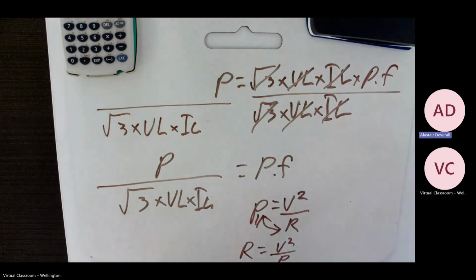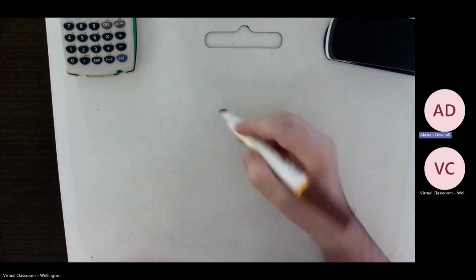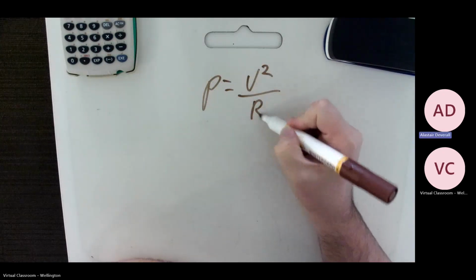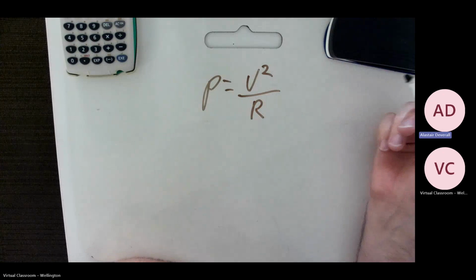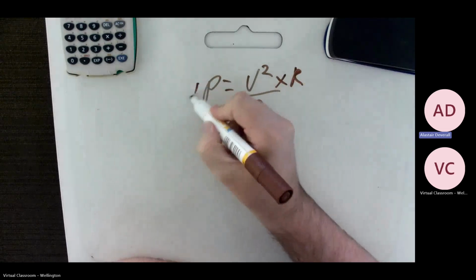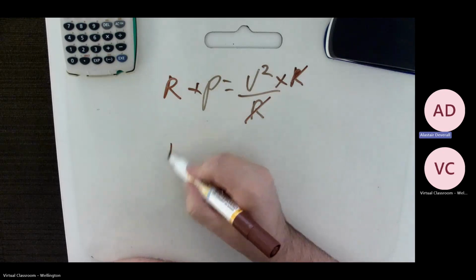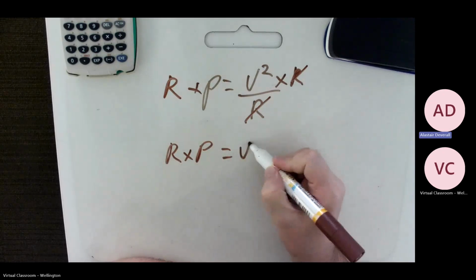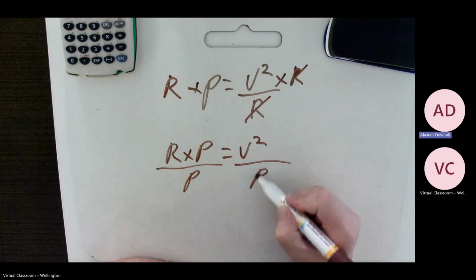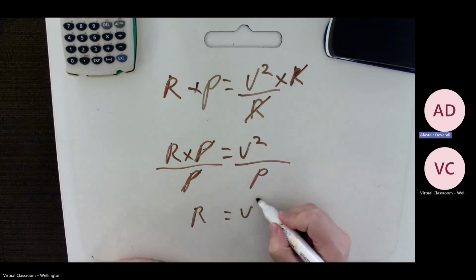If you want to see how we get that, let's go through it in full detail. So we've got P equals V squared over R. We want to rearrange this so it's R equals. So the first thing we're going to do is multiply both sides by R, and that way the R's cancel out on the right hand side. So we have R times P equals V squared. And now we divide both sides by P, and then the P's cancel out. So we end up with R equals V squared over P.